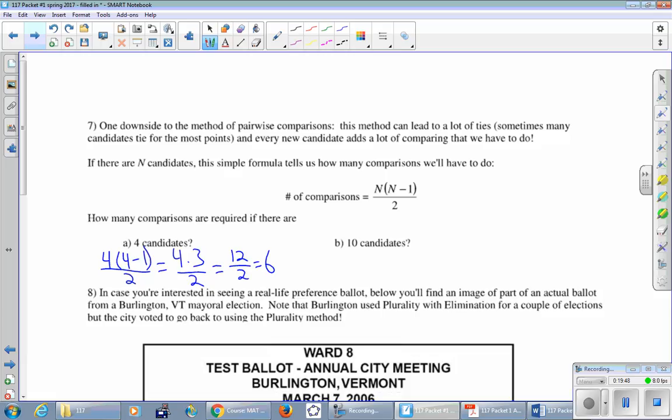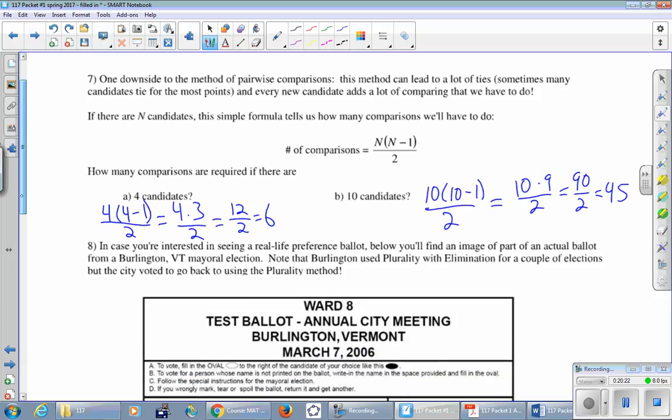6 different comparisons. But what if there were 10 candidates? Okay, let's use the spiffy formula for this one. 10 times 10 minus 1 over 2. 10 times 9 over 2, 90 over 2 is 45 head-to-head comparisons. We just did 6 head-to-head comparisons. It took us a little bit. In a 10 candidate race, you'd have to do 45 head-to-head comparisons. That said, this isn't something that needs to be done by humans. It'd be quite easy to write a computer program that would churn through those 45 comparisons very quickly.